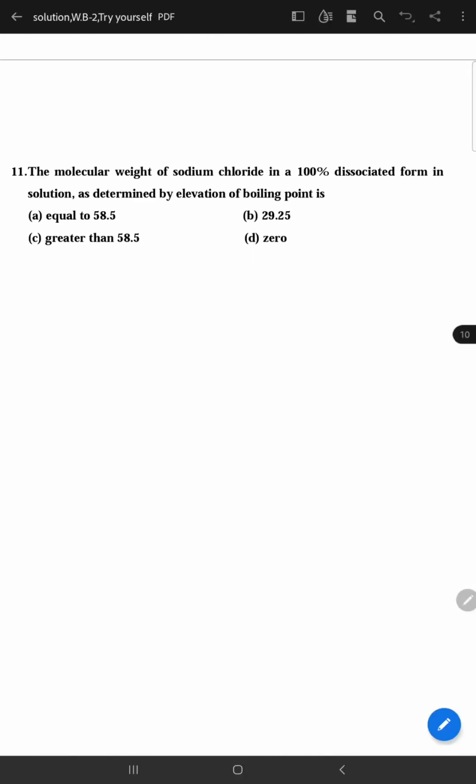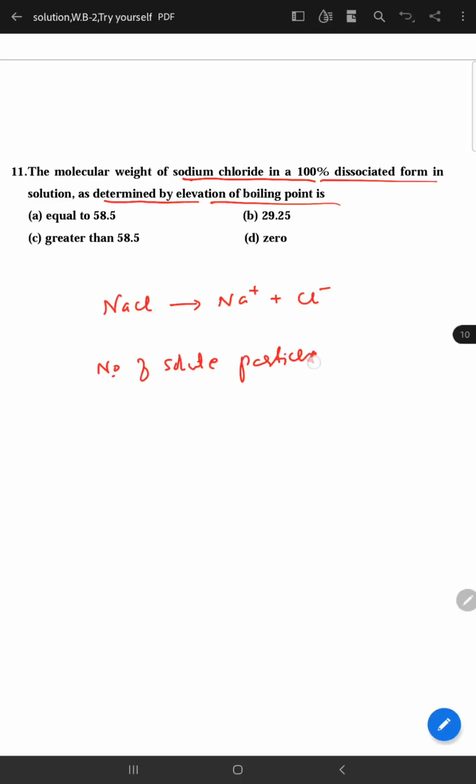Now you read the next question. The molecular weight of sodium chloride, in 100% dissociated form in solution, is determined by elevation in boiling point. Remember, NaCl is an electrolyte. When it is dissociated, you will get 2 solute particles. That means the number of solute particles doubles, increasing by 2 times. The number of solute particles increases by how many times? 2 times.